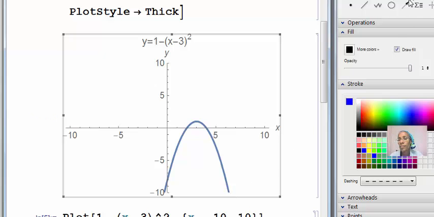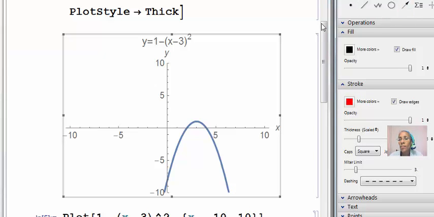Okay, let me try that one more time. Anyway, I won't worry with those arrows right now.